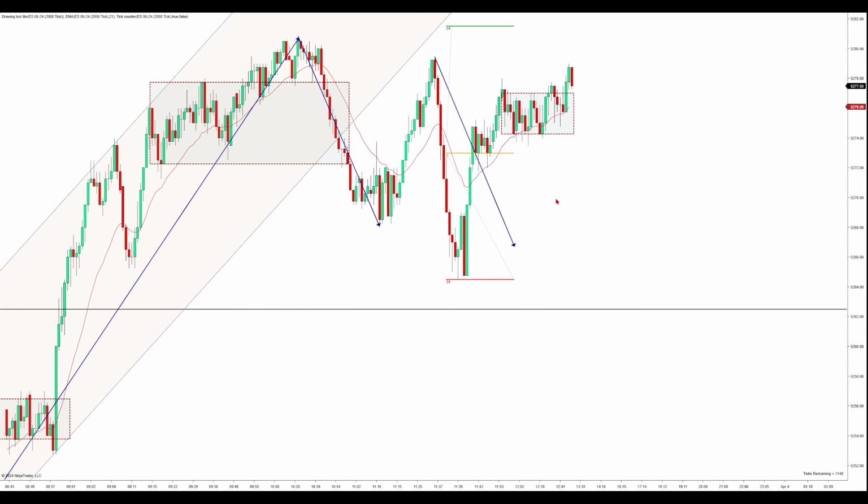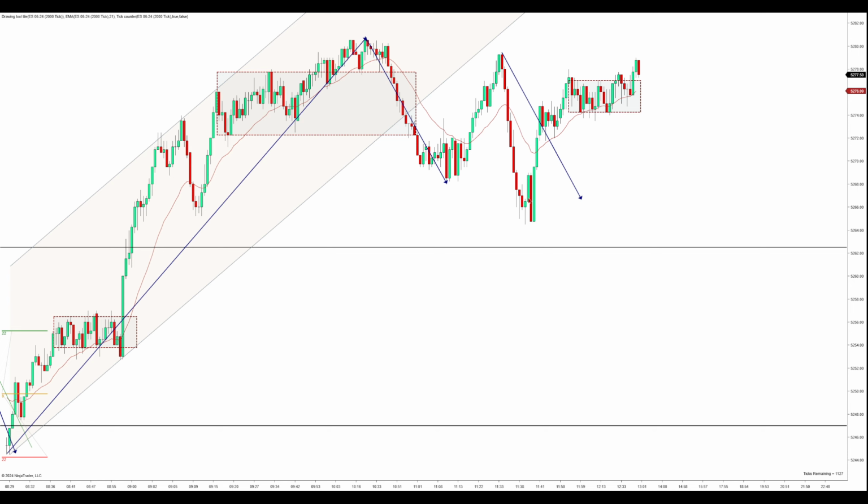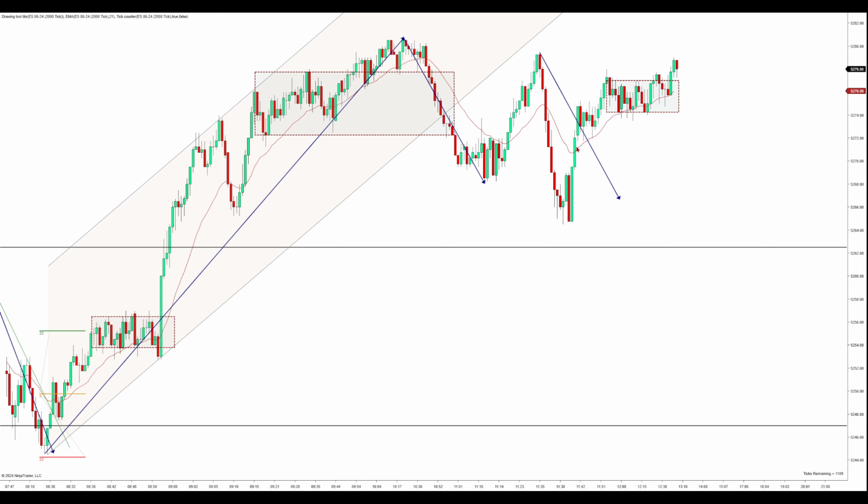So anyway, we push on up here. We don't get that clean failed second entry I was wanting. It just pushes up, and then it really fizzled out for the rest of the day. It got very, very slow.